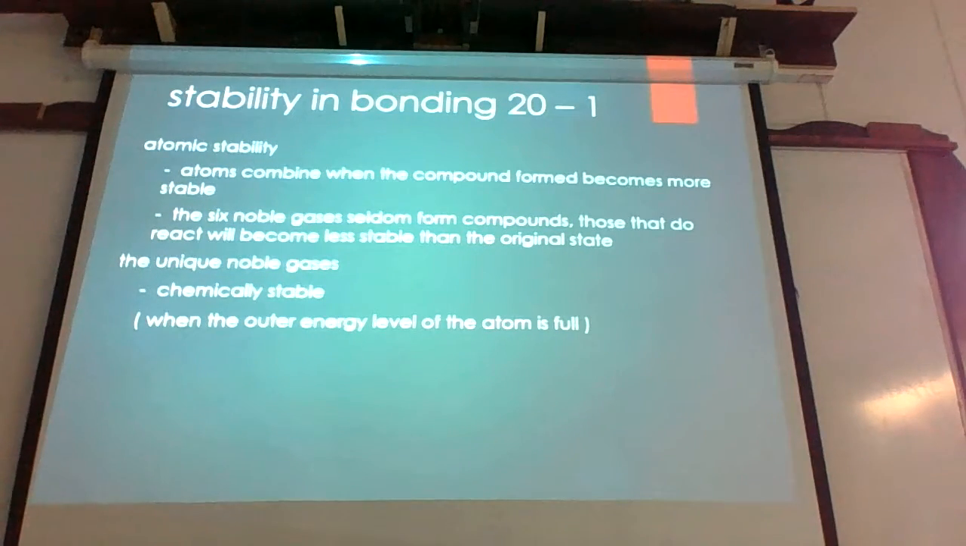So atomic stability then comes to when the outer energy level of the atom is full. Now, whether that has gained or lost electrons, that's the goal of these elements, to become more stable. Okay? And I do believe that is one of your vocab terms as well.